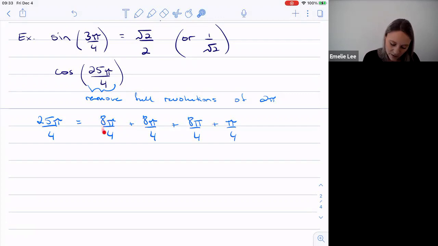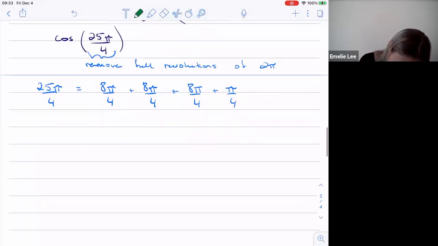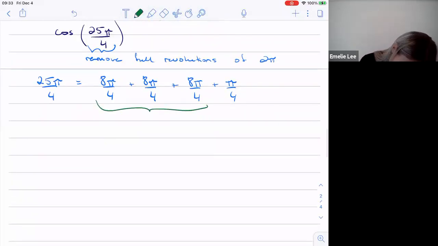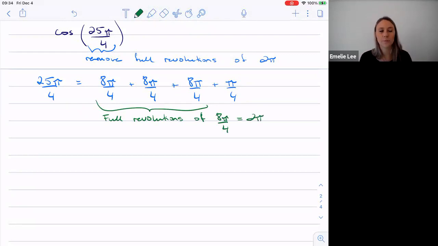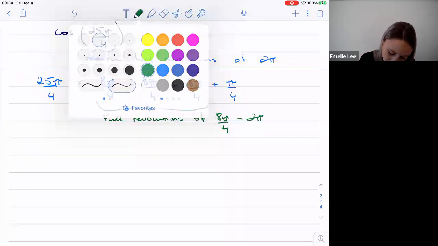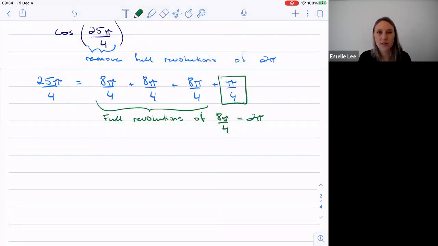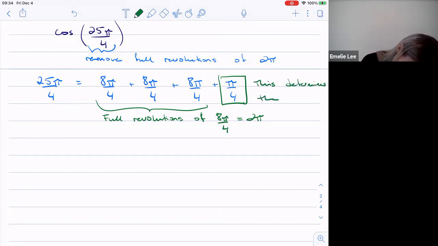So here's a full revolution, full revolution, full revolution. Essentially it gets me back to the starting point. Nothing's happening until this pi over 4. That's the angle that I'm going to be looking at. So here, these are full revolutions of 8 pi over 4, which is actually 2 pi. So that's why we did multiples of 8. That's always determined by whatever's in the denominator. Okay, so here, this determines our terminal point.